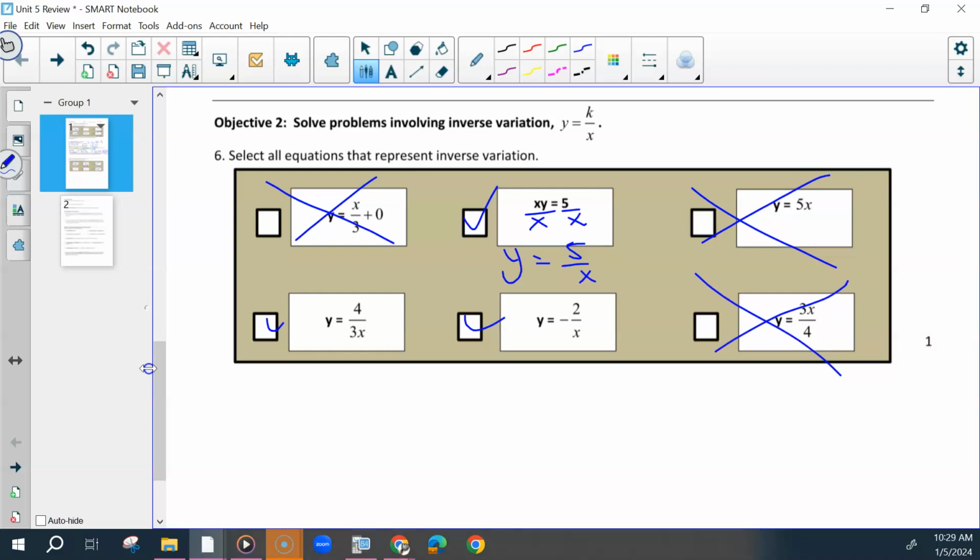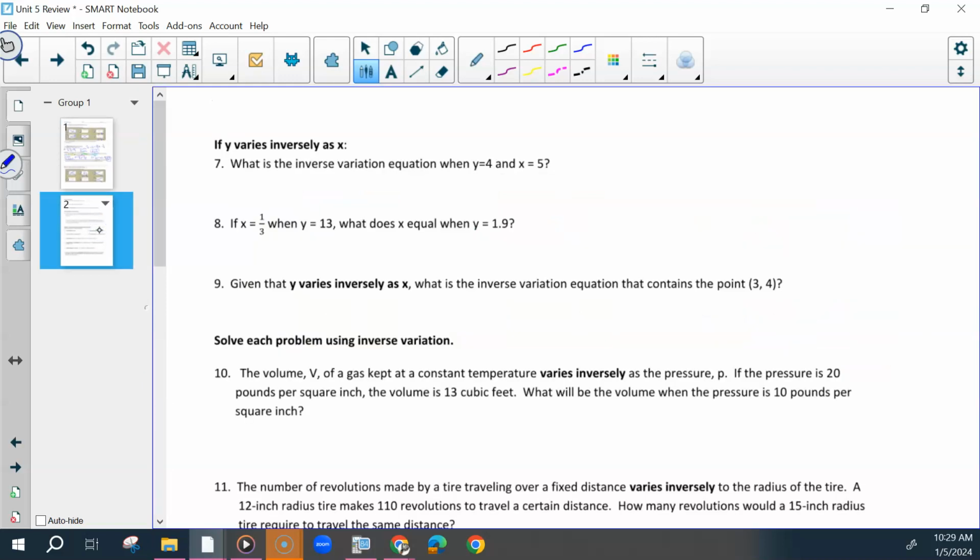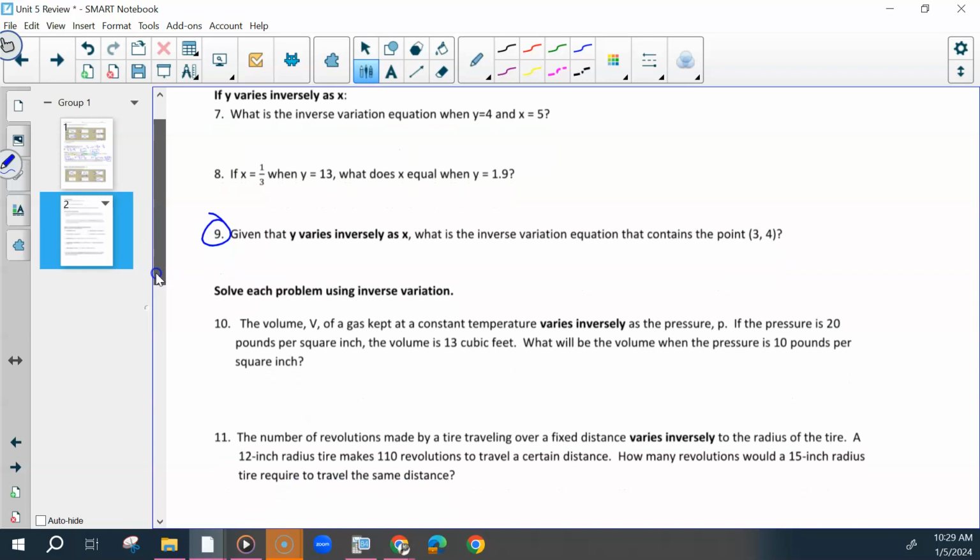Flip to the back. Questions 7 through 11. Any of those we want to see or go over? 9. So in this case, given that y varies inversely as x, what is the inverse variation equation that contains the 0.34? So it's telling us already we're doing inverse. We knew that already. This is the objective. We're back to using y and x. So that's our normal y equals k over x equation.